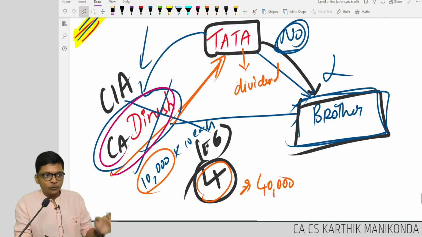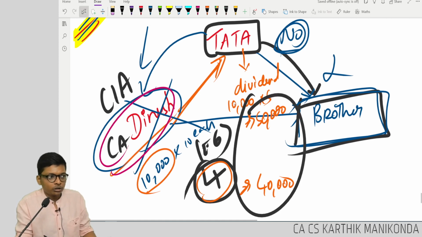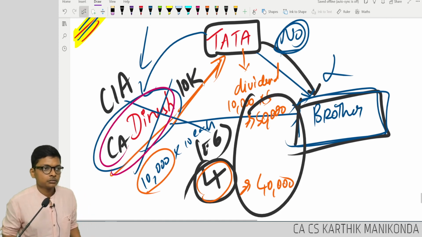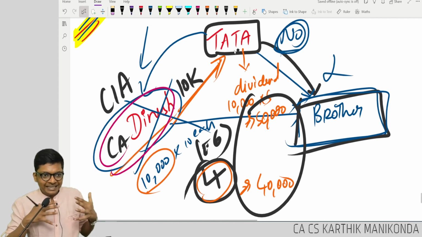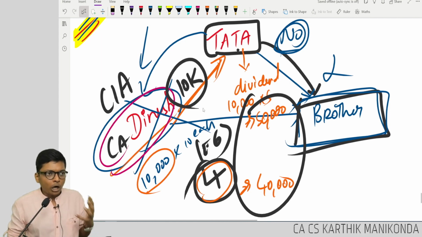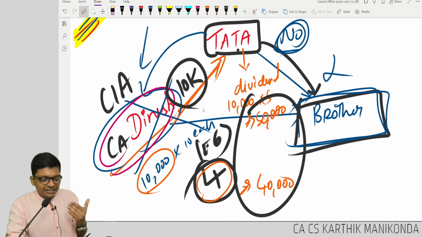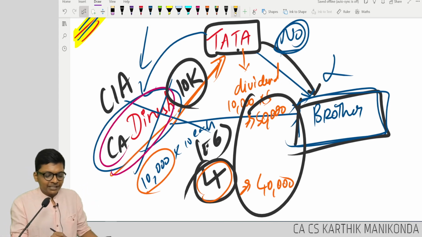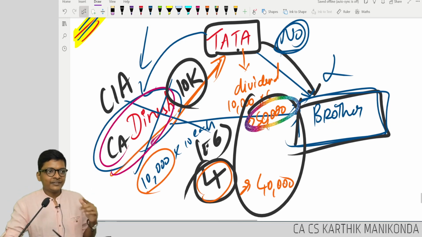Tata declared dividend of rupees 5 per share. So he has how many shares? 10,000 into 5, 50,000. Can Tata adjust these both and pay Dinesh only 10,000? Can they adjust, guys? Dinesh should pay call money. He has not paid. Company should pay dividend. Can they adjust both and pay this? Common sense you answer. Forget about law. After adjusting, they paid 10,000. Now Dinesh is fighting. You didn't pay full dividend. Come on, pay me interest. Will he win the case?